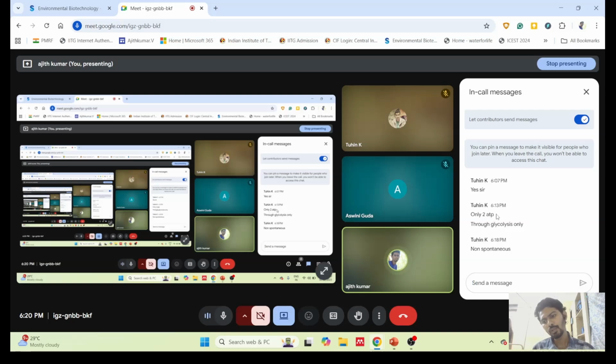To gain only 2 ATP through glycolysis. Now, along with 2 ATP, there will be a production of NADH and FADH. And as we could see, there will be 8 ATP which will be formed at the end of the glycolysis cycle.